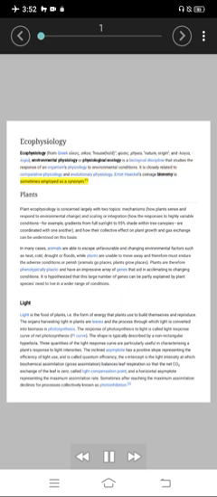1. Plants. Plant ecophysiology is concerned largely with two topics: mechanisms, how plants sense and respond to environmental change, and scaling or integration, how the responses to highly variable conditions, for example, gradients from full sunlight to 95% shade within tree canopies, are coordinated with one another, and how their collective effect on plant growth and gas exchange can be understood on this basis.